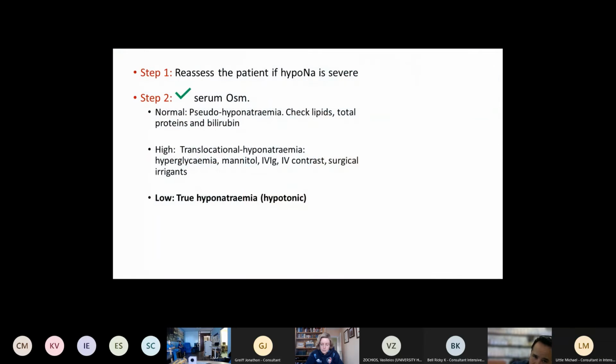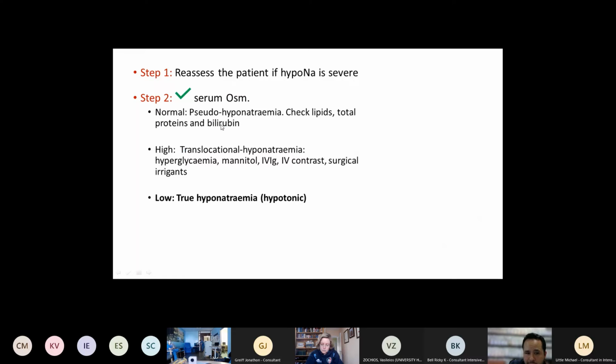So for a practical approach, the first step would be to reassess if the patient has severe hyponatremia or not. This will be defined obviously if the patient has obtundation, if the patient has seizures. Those are the most worrisome symptoms. The next step would be to check serum osmolality. We will have to rule out pseudo-hyponatremia. To do this, we would use a normal blood gas. I'll explain to you in a second. We also have to check lipids. We have to check total proteins and bilirubin.